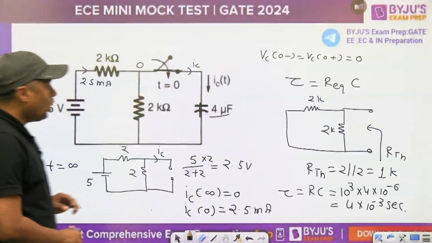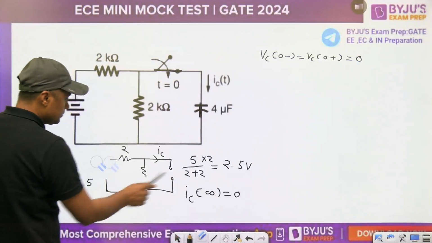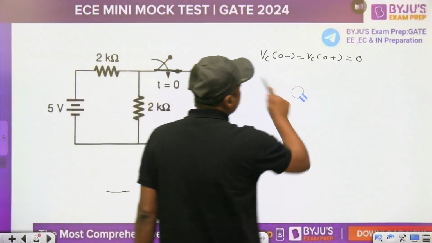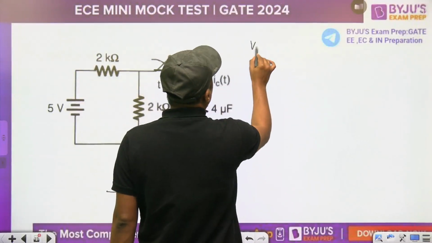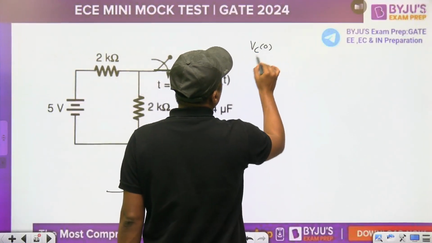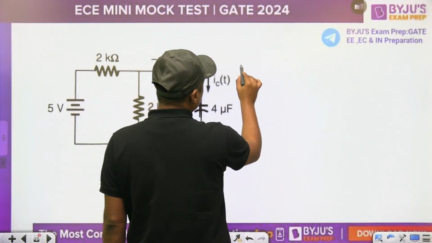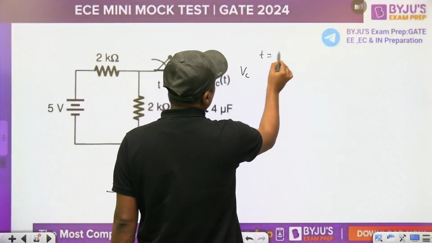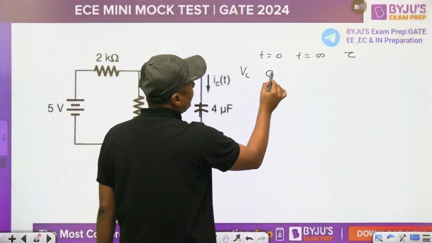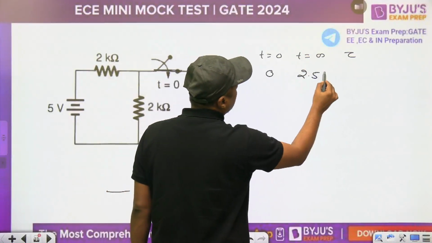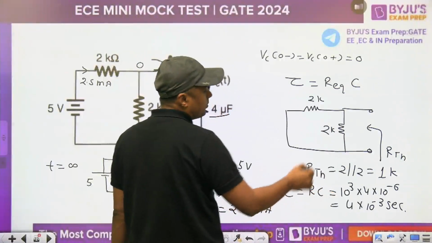Okay. Now, for this diagram, you have the initial value of the capacitor and the final value of the capacitor. Write like this. What is the voltage across the capacitor at t equal to 0, at t equal to infinite, and what is the time constant? Initial value 0, final value 2.5 volt, and what is the time constant? Time constant was 4 millisecond.